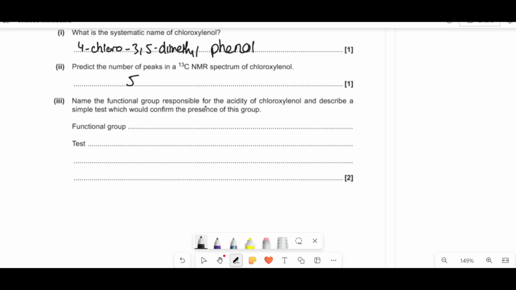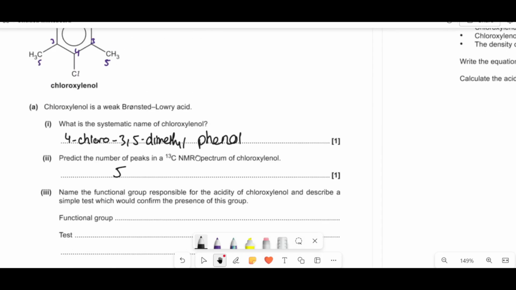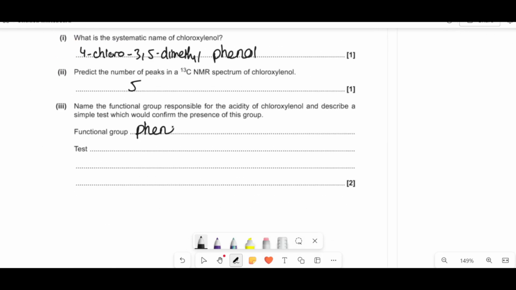Now it says, name the functional group responsible for the acidity of chloroxylenol and describe a simple test which could confirm the presence of this group. The reason that it's an acid is that it's losing an H+. The only place where it can lose it from is the phenol group there. So the functional group is phenol.